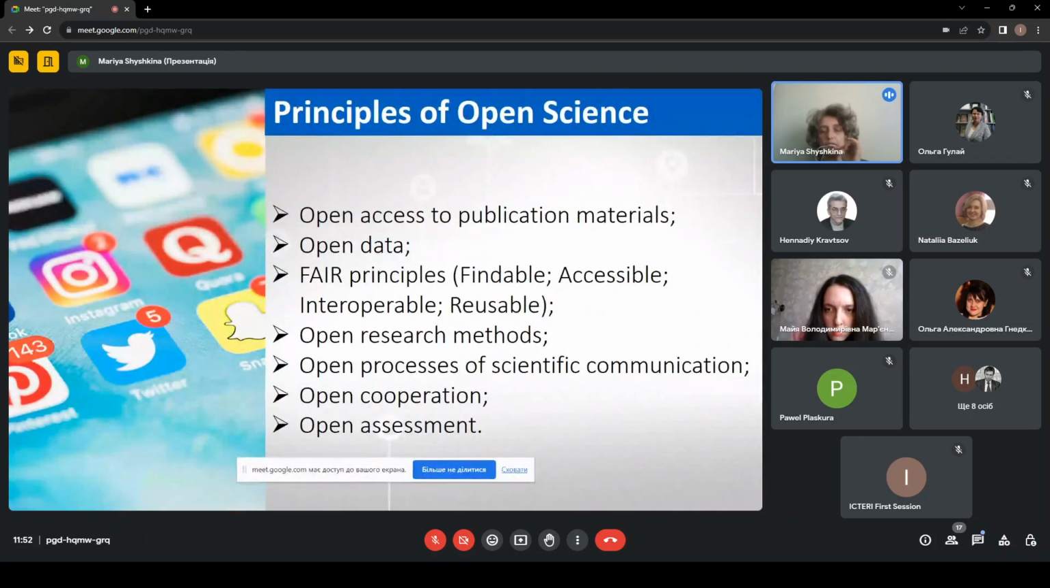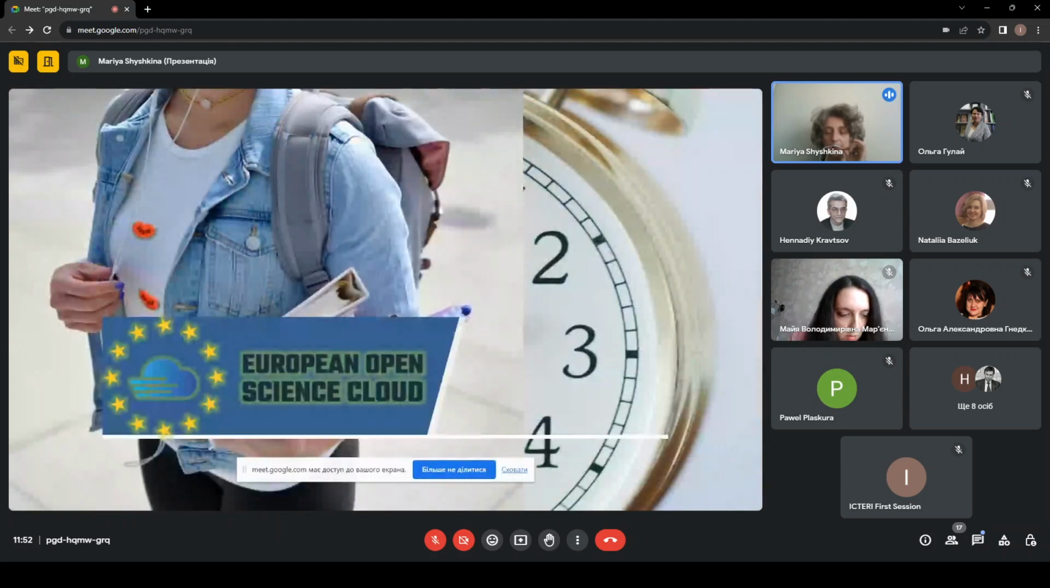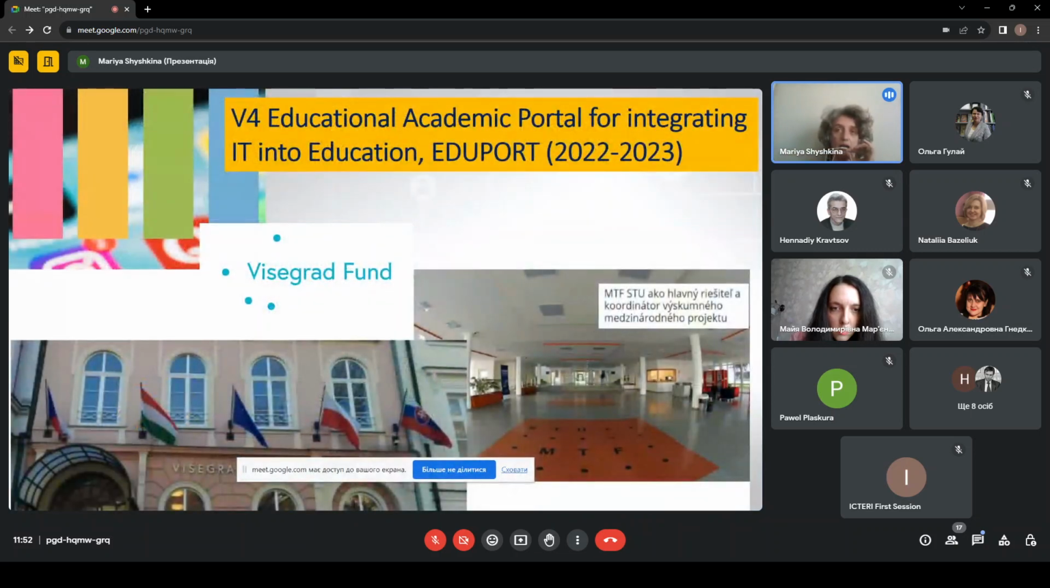Simply to remind the principles of open science, the cloud-based systems of open science, which we considered, a lot of them, such as analytical network systems and electronic libraries and electronic journals and repositories and so on. The European Open Science Cloud, which is a pan-European infrastructure, contains some other large infrastructures and their tools and services.